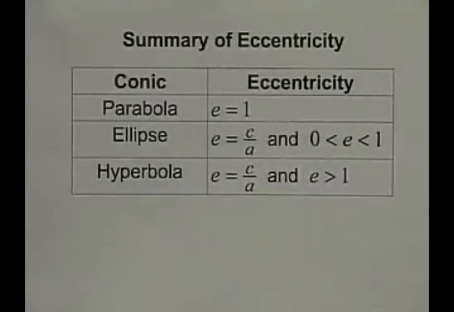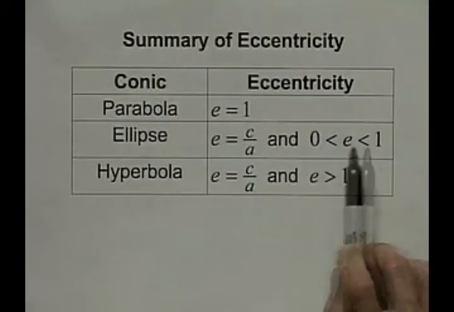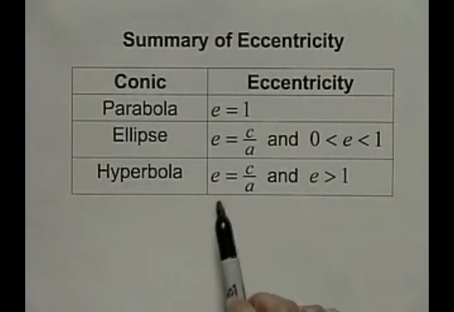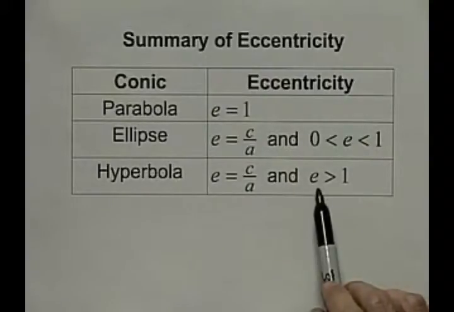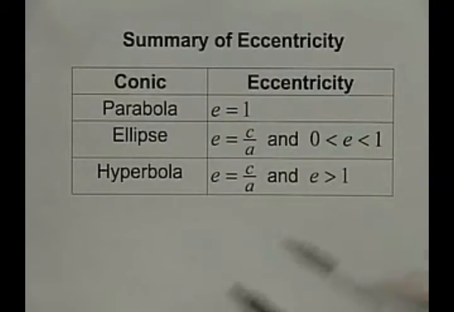Let's look at eccentricities of other conic sections summarized here. A parabola has eccentricity 1. An ellipse has eccentricity c over a, and that amount has to be between 0 and 1. A hyperbola has eccentricity c over a, and the eccentricity is greater than 1. We can use this information to come up with an equation of a conic section.